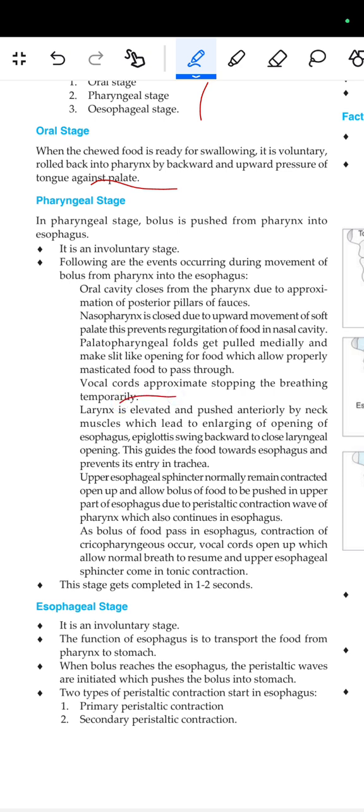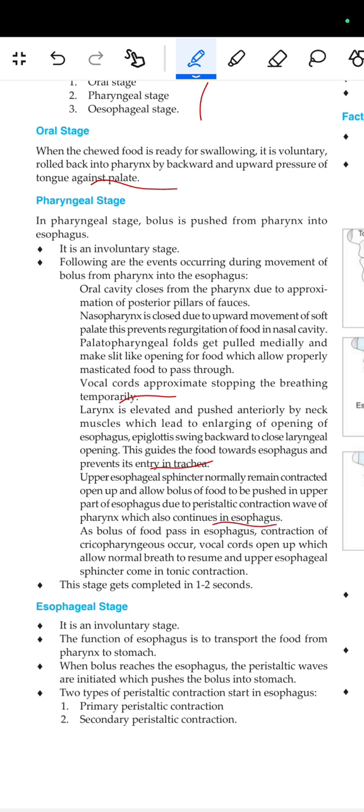The larynx is elevated and pulled forward by the neck muscles, which leads to enlarging of the opening of the esophagus. The epiglottis swings backward to close the laryngeal opening. This guides the food towards the esophagus and prevents it from entering the trachea. The upper esophageal sphincter, which normally remains contracted, opens up and allows the bolus of food to be pushed into the upper part of the esophagus due to the peristaltic contraction wave of the pharynx, which also continues in the esophagus.